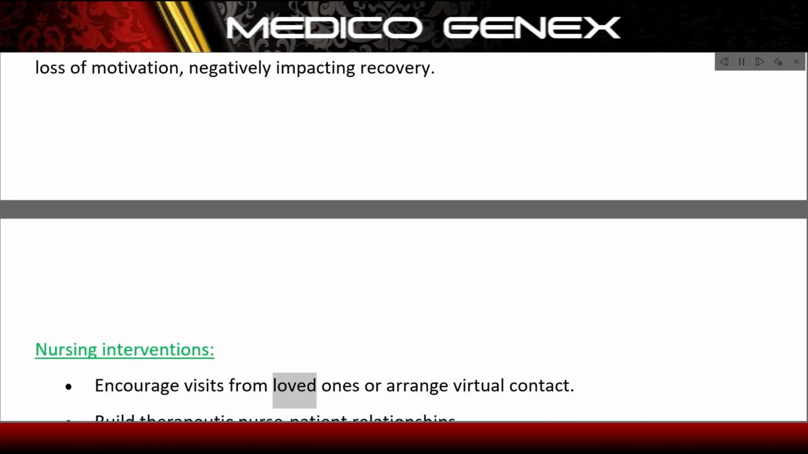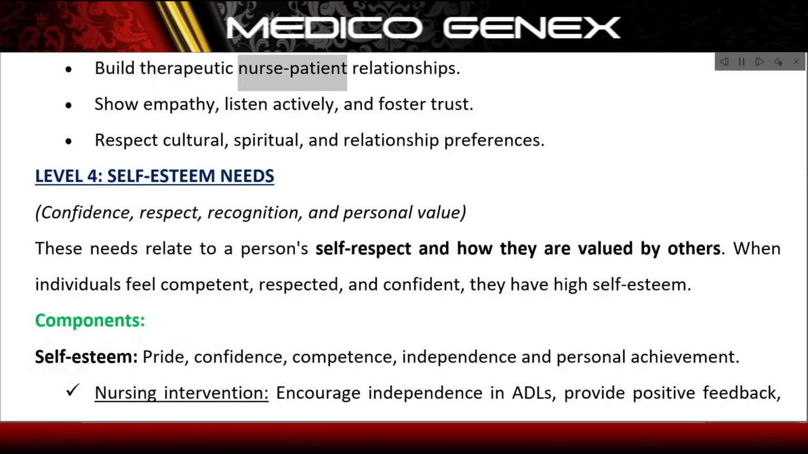Encourage visits from loved ones or arrange virtual contact. Build therapeutic nurse-patient relationships. Show empathy, listen actively, and foster trust. Respect cultural, spiritual, and relationship preferences. Level 4, Self-esteem needs. Confidence, respect, recognition, and personal value.